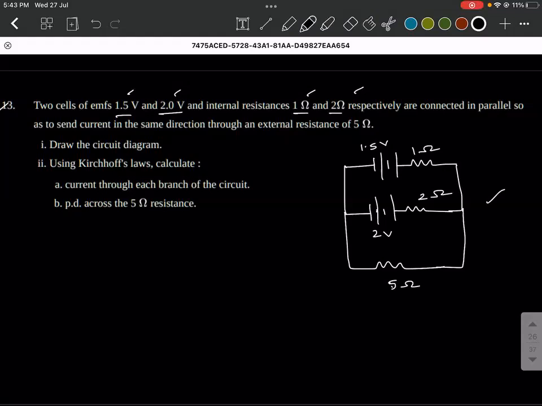Here they specify that you need to use Kirchhoff's law, or else you could have solved this problem even without Kirchhoff's law. Yes, can we do that without Kirchhoff's law? Calculate the current in each branch of the circuit. How did you get it? How is it 7.5? So 2 into 2 divided by 3.